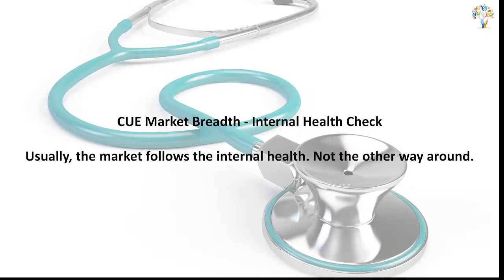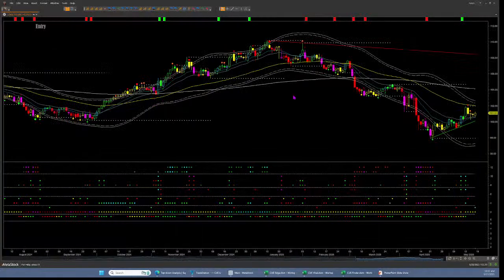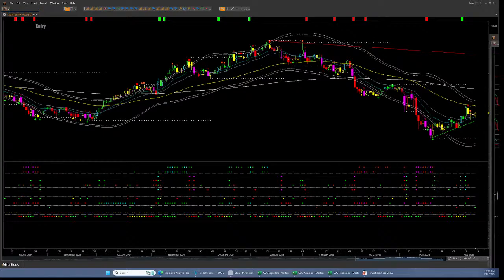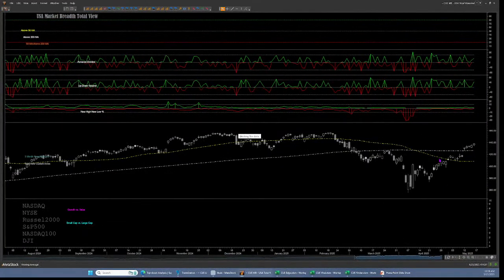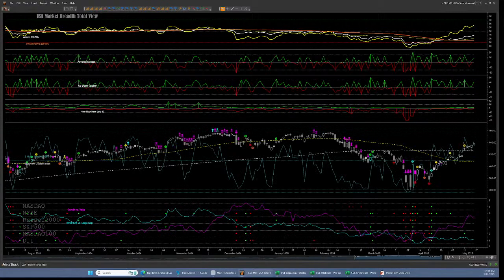Now let's look at market breadth internal health check. Usually the market follows the internal health, not the other way around. Total view, the broadest view of the market, internal health.